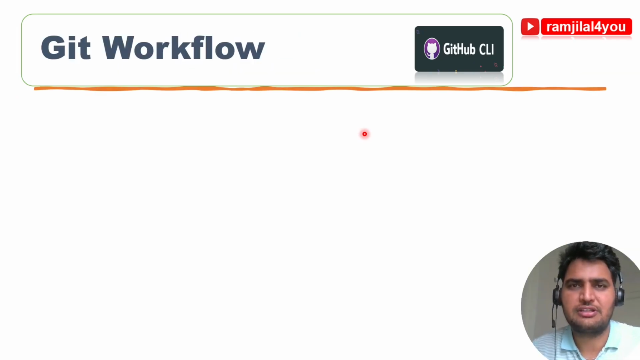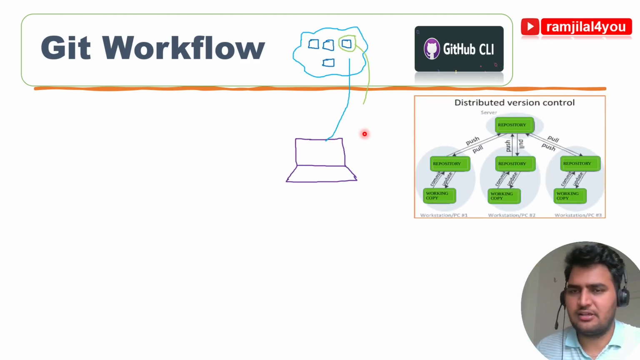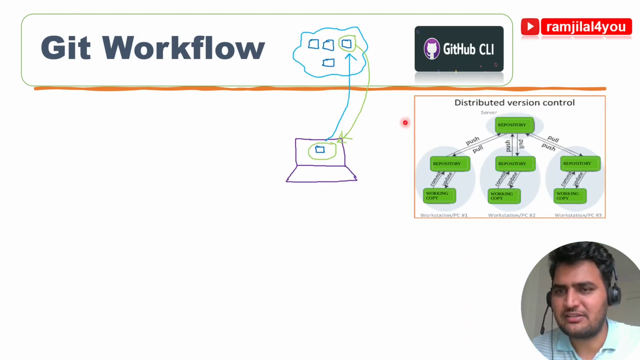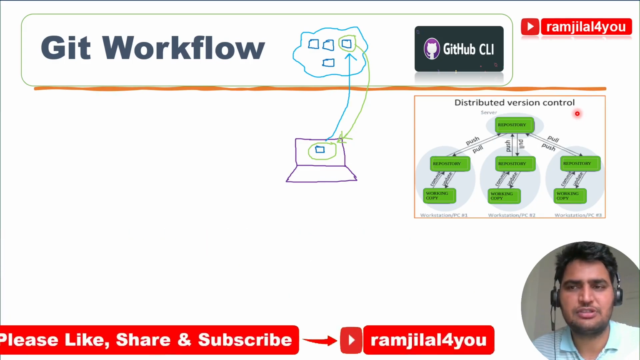So before going to the GitHub CLI, let's understand the workflow of Git, how things happen behind the scenes, right? So let's understand that. In the last video, we have seen the version control systems. There I have explained the local version control system, then centralized and distributed. So Git and GitHub come under the distributed version control system.